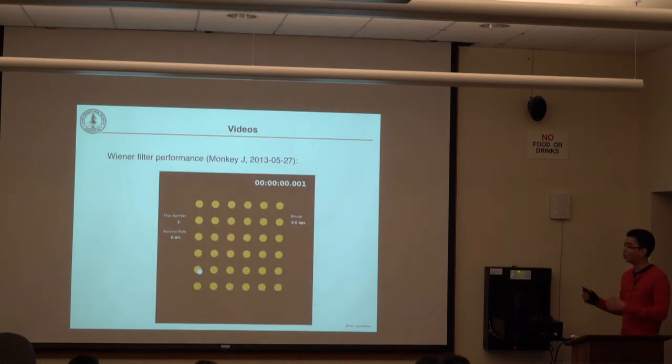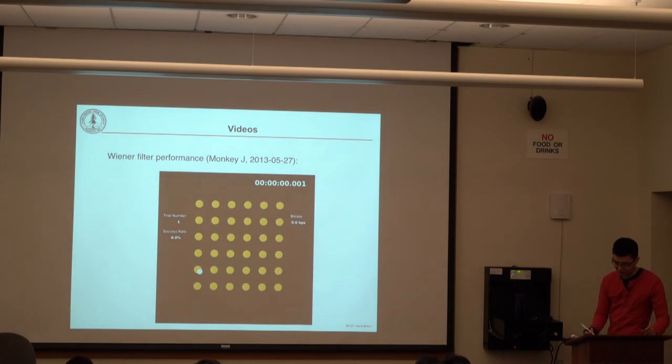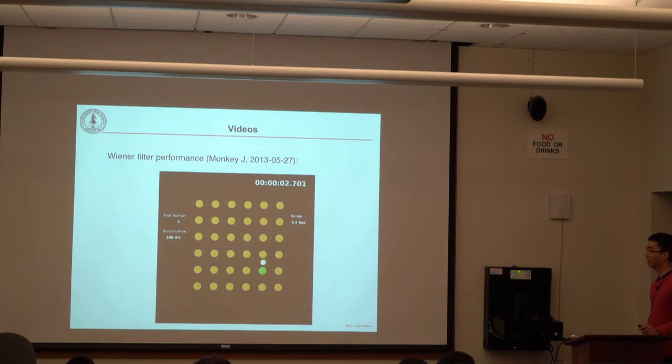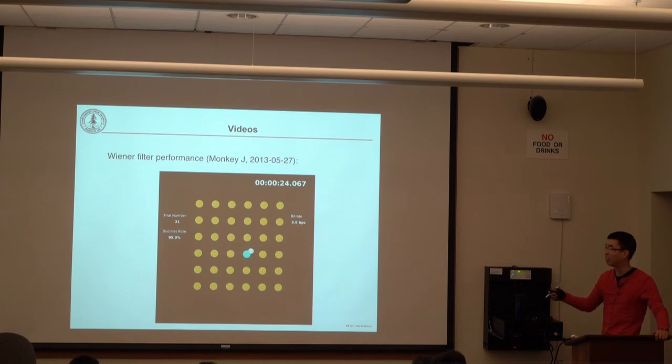All right, so this is what the Wiener filter performance looks like with Monkey J. So you can see it's very smooth. It moves directly to the goal. It can get to all different parts of the workspace. And his success rate is 100%. I think there's a failure at the end here, but he in general controls this extremely well. And this is state-of-the-art performance. This is basically similar to that really fancy Kalman filter that we showed you guys earlier.